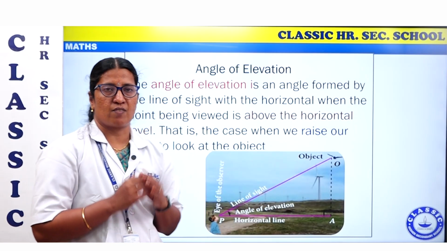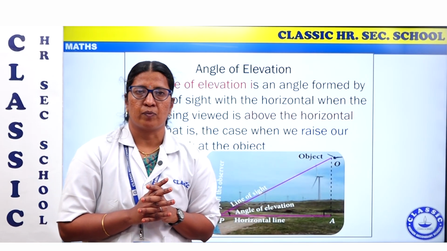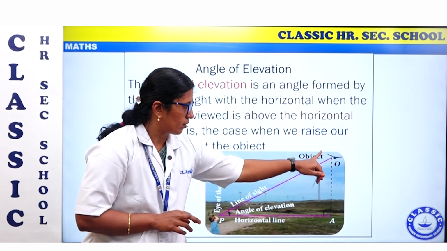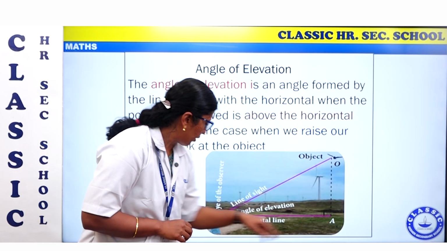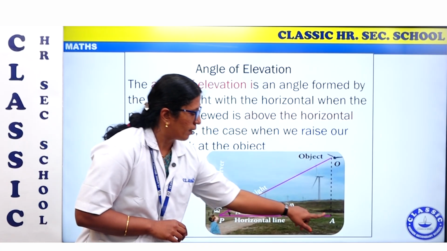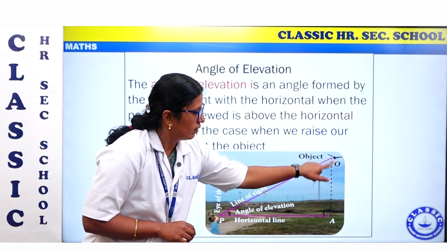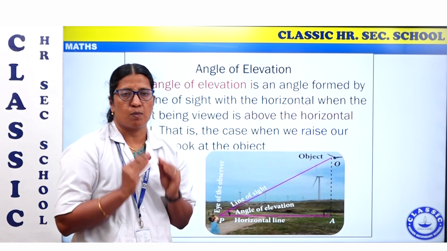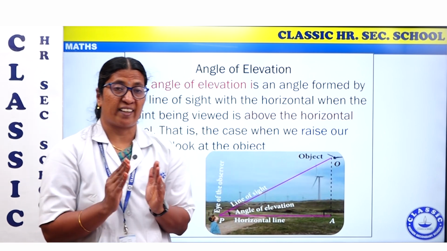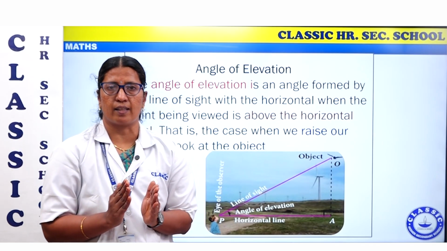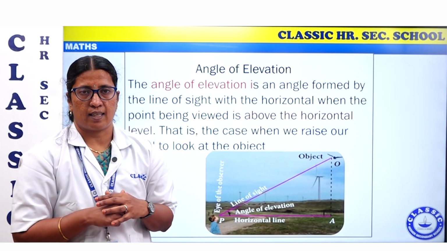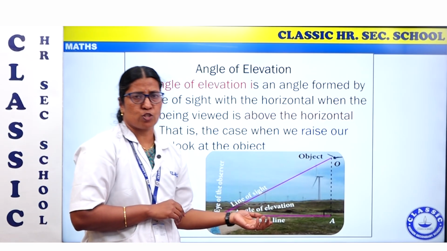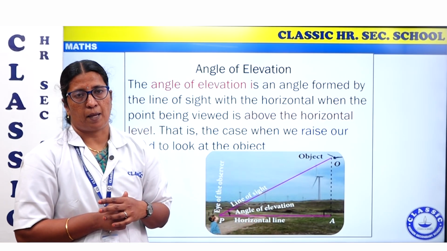Angle of elevation. This is a very, very important basic concept for trigonometry. Look at this picture. Here you look at one right angle triangle. Here A to P is a horizontal line, and A to O, where O is the object at the top in the sky, is a vertical line. When you observe an object to find height and distance, you definitely get one right angle triangle. That right angle triangle has three sides: one is the opposite side, another is the adjacent side, and the third is the hypotenuse.